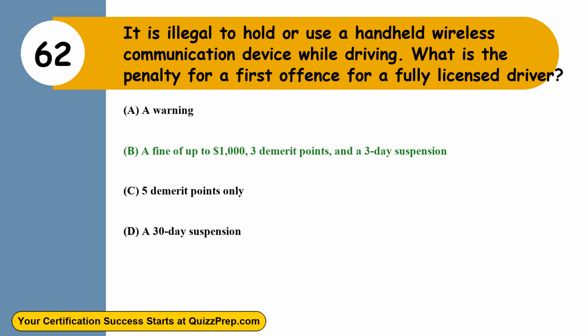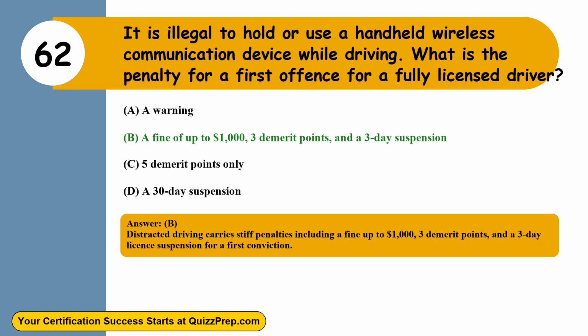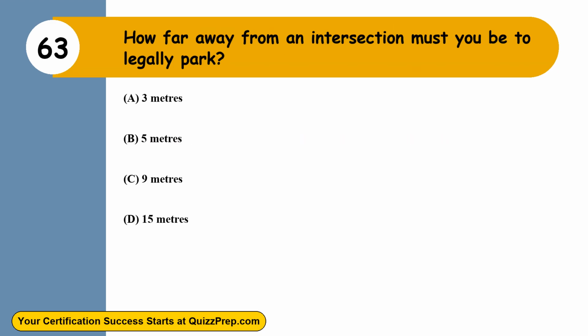The correct answer is option B, a fine of up to 1,003 demerit points and a 3-day suspension. Distracted driving carries stiff penalties including a fine and a 3-day license suspension for a first conviction.